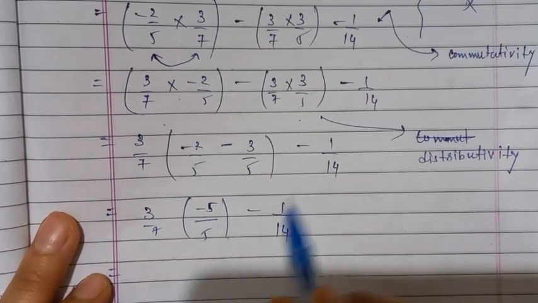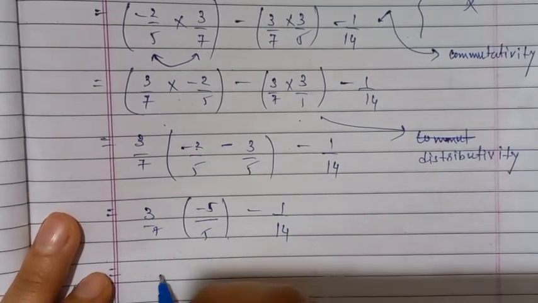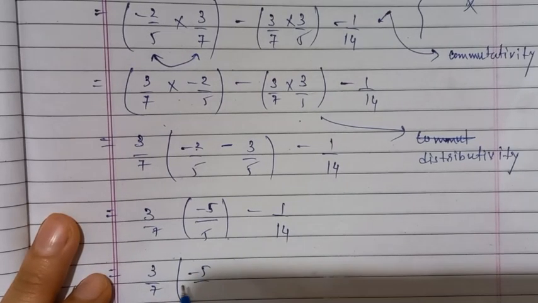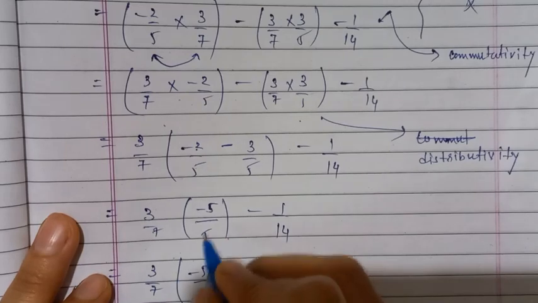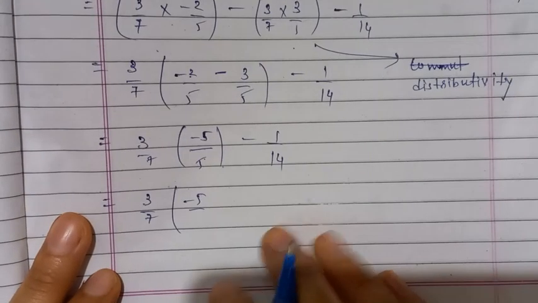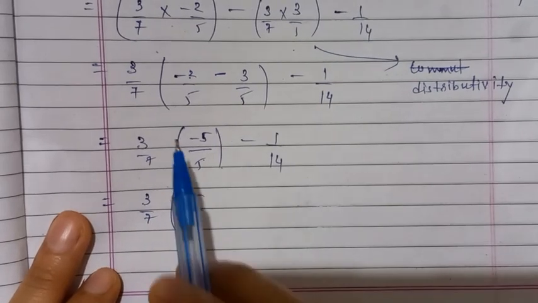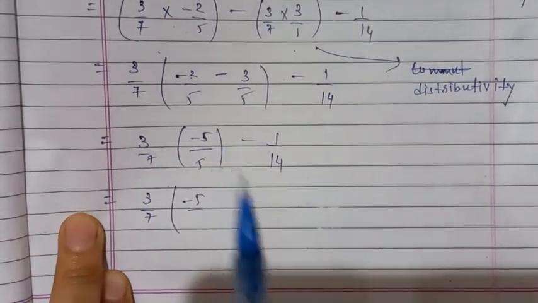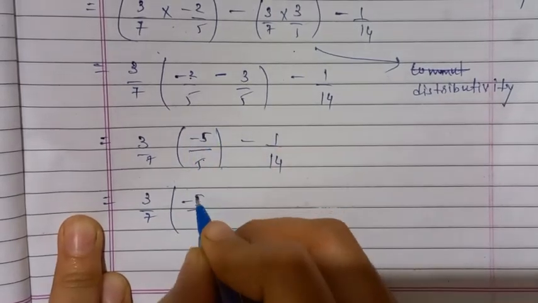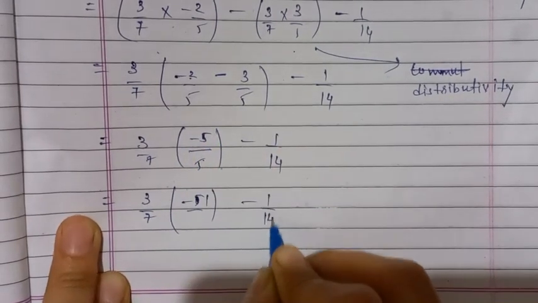Here again we use distributivity. See, it is easiest. Yes, this 5 and 5 will be cancelled out. If there is the same number in numerator and denominator, then we can cancel it out. So 5 is cancelled, then there is minus 1 by 14.